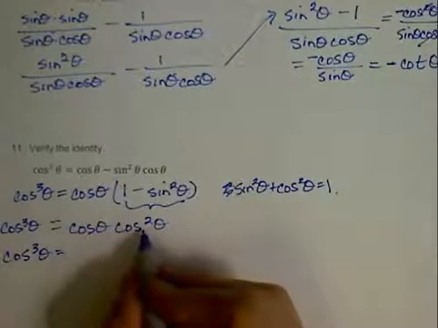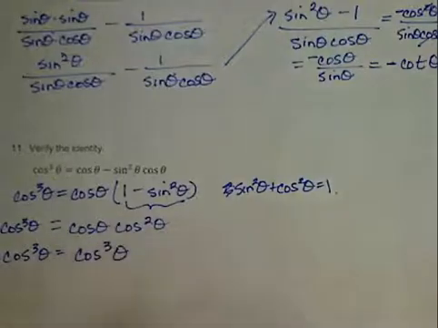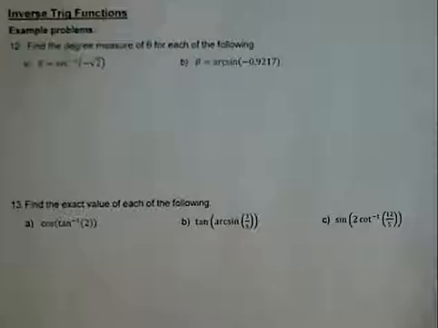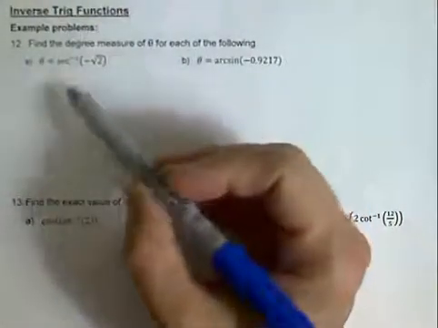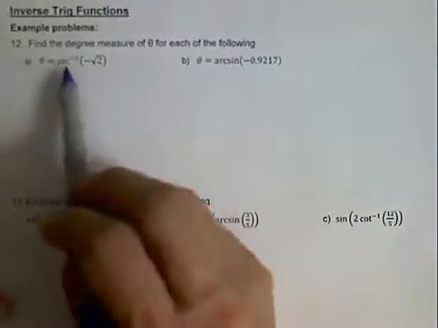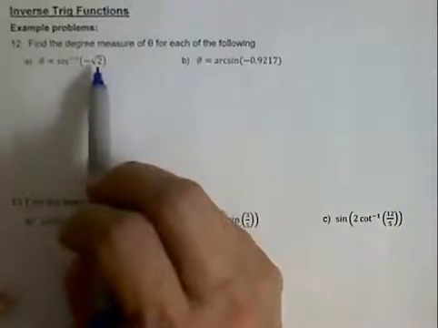We have cosine times cosine squared. When we multiply those two together, we get cosine cubed, and that's what we were trying to get to. Now we're going to work with our inverse trig functions. In number 12a, we've got theta equals the inverse secant of negative square root of 2.